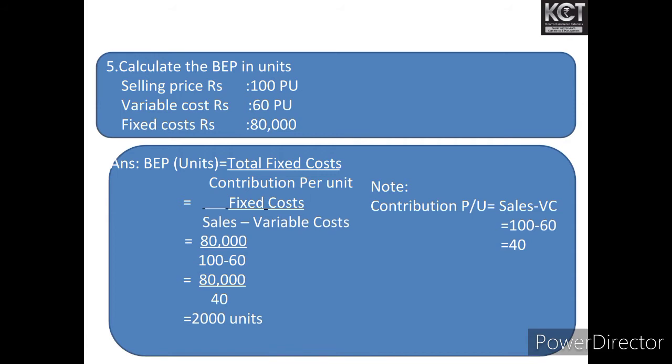Contribution per unit, it is not directly given in the problem. For that purpose, we are using another formula called contribution per unit equal to sales minus variable costs. Sales is given 100 per unit. In that we are deducting 60 per unit. Finally, we will get contribution per unit equal to 40 rupees. So fill all the details in the formula. Finally, we will be getting 2000 units as a break-even point in units.